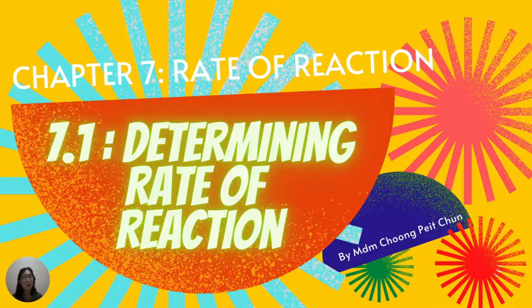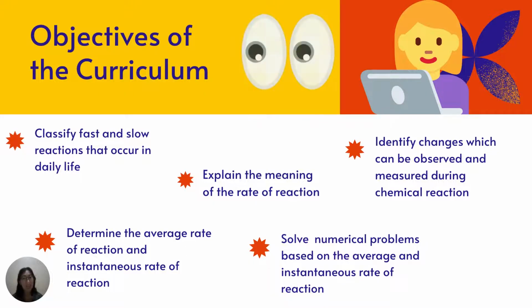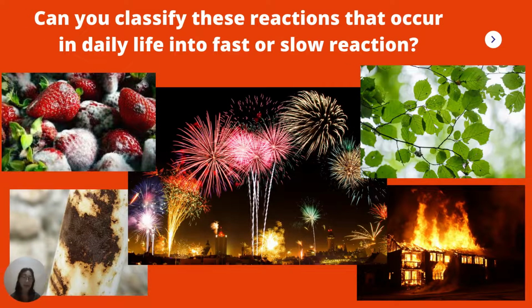We're going to start with a new chapter, chapter 7, rate of reaction. 7.1, determining rate of reaction. At the end of the lesson, you should be able to classify fast and slow reactions that occur in daily life, explain the meaning of the rate of reaction, identify changes which can be observed and measured during chemical reaction, determine the average rate of reaction and instantaneous rate of reaction, and solve numerical problems based on the average and instantaneous rate of reaction.